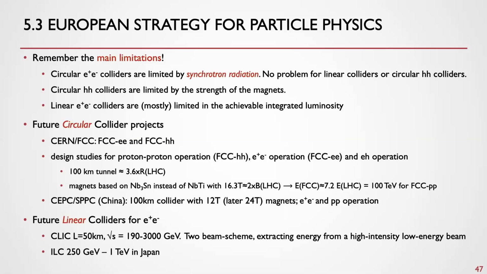So we would go from, well, a factor of 7.2 in square root s of the beams. In terms of physics reach, this is a huge jump. There's a tentative plan for a competing project in China, CEPC or SPPC, which is also a 100-kilometer tunnel with 12 Tesla, or later 24 Tesla if it can be achieved, magnets for e+e- and pp operation, respectively.